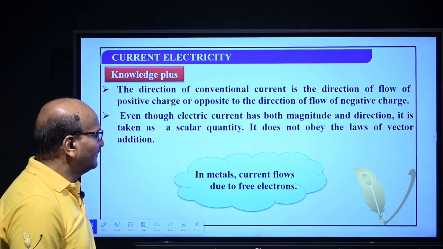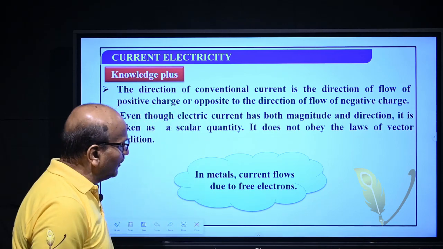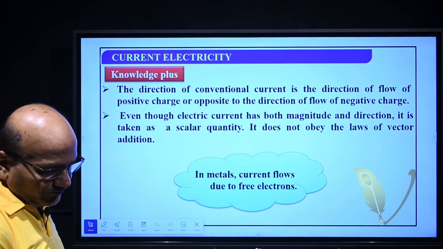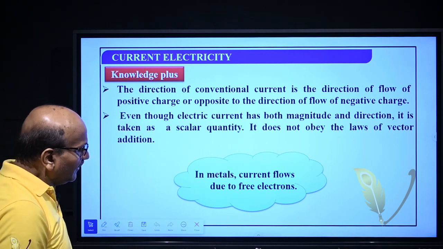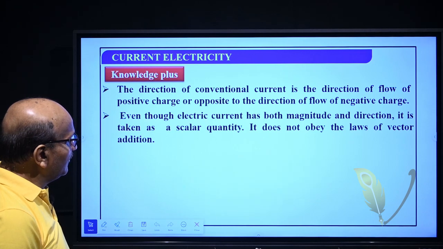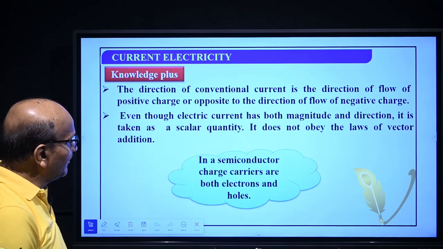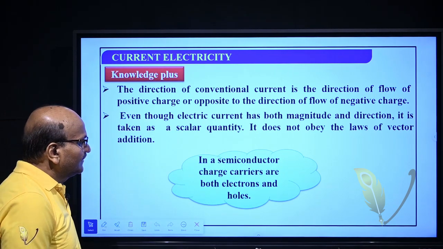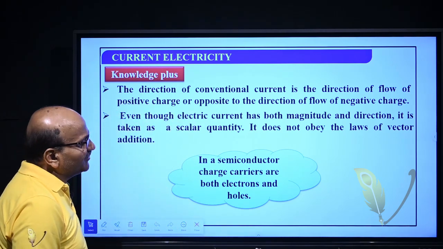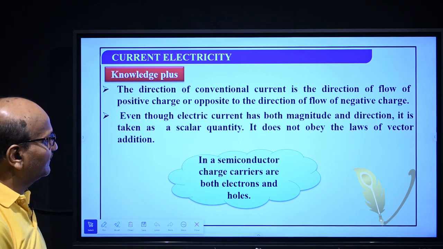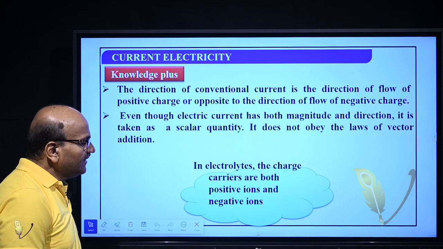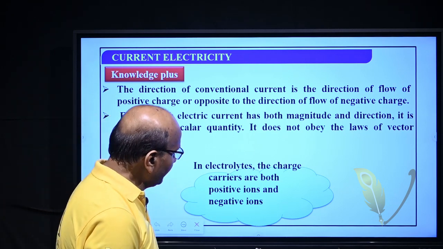In metals, current flows due to free electrons. Metal means iron, copper, brass, or aluminum. Current flows due to free electrons, but in a semiconductor, the charge carriers are both electrons and holes. Holes means positive charges or positive ions. In electrolytes, the charge is carried by both positive and negative ions.